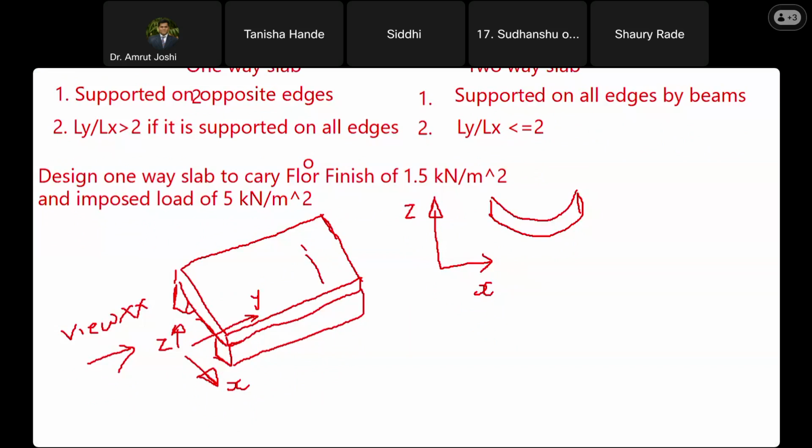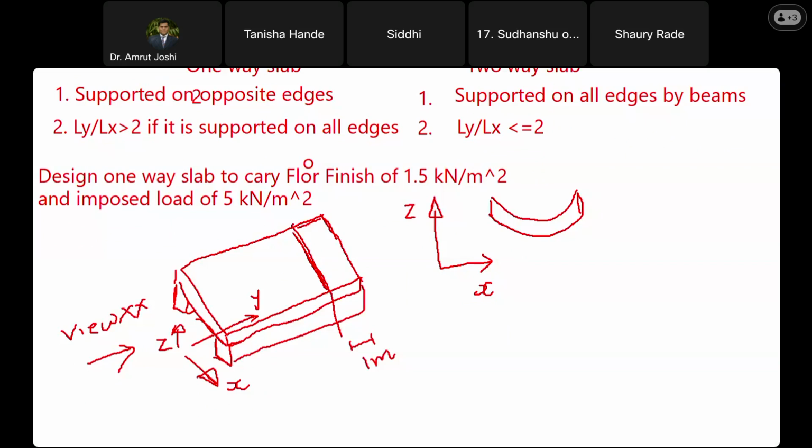So, let me draw those 1 meter strips. Consider this strip. This width is 1 meter. Are you with me? So we can consider this slab to be made up of n number of such 1 meter wide strips. Are you able to imagine this?